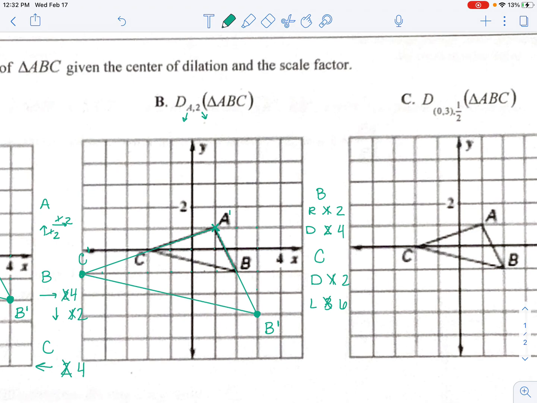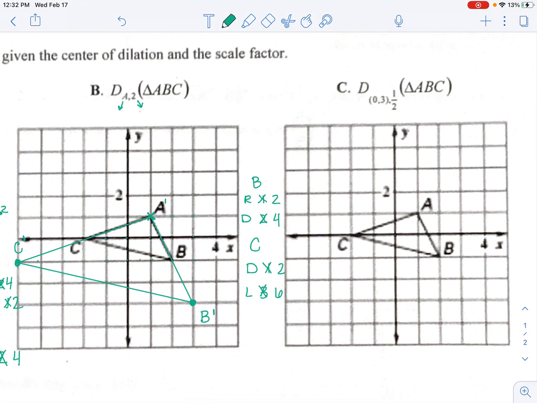And there is my new triangle. All right, last one here. It says dilations are on 0, 3. So I'm going to go to 0, 1, 2, 3. So my center of dilation is right here. And we're going to do 1/2. So it's going to get smaller here.